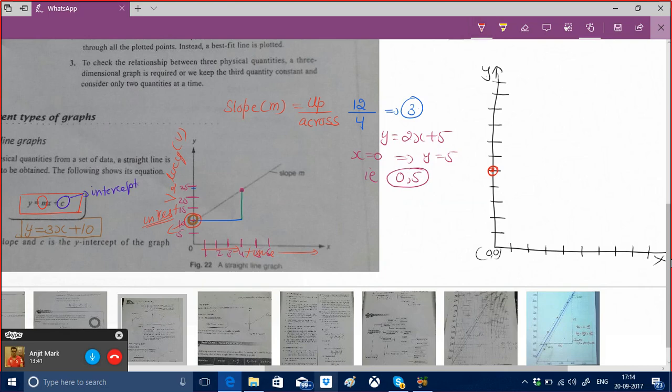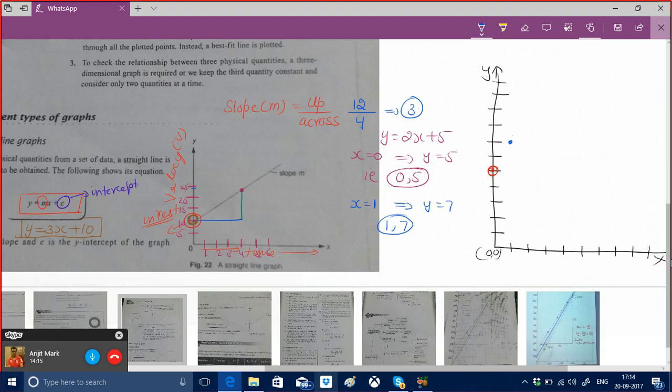Now, just take your second point at x equals 1, okay? When x equals 1, then y equals 7. So that means the next point will be 1 comma 7. Okay, 1 is here and 7 will be 1, 2, 3, 4, 5, 6, 7. The next point will be here.